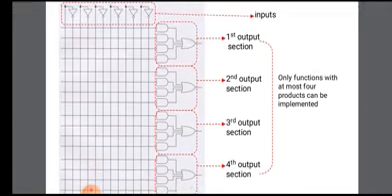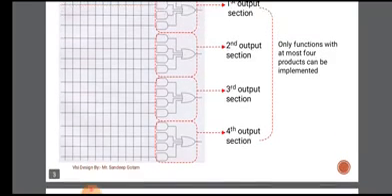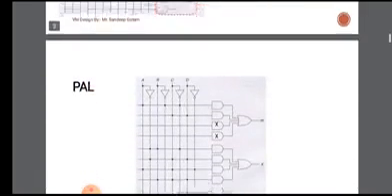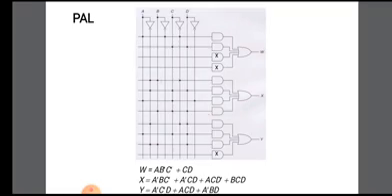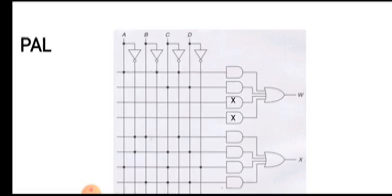The second section is the output section, in which we use the OR gate. It is also a combination of AND gate and OR gate, and finally we get the output. The output terminals are the first output section, second output section, third output section and fourth output section. Only a function with at most 4 products can be implemented. Here we can demonstrate PAL programming.